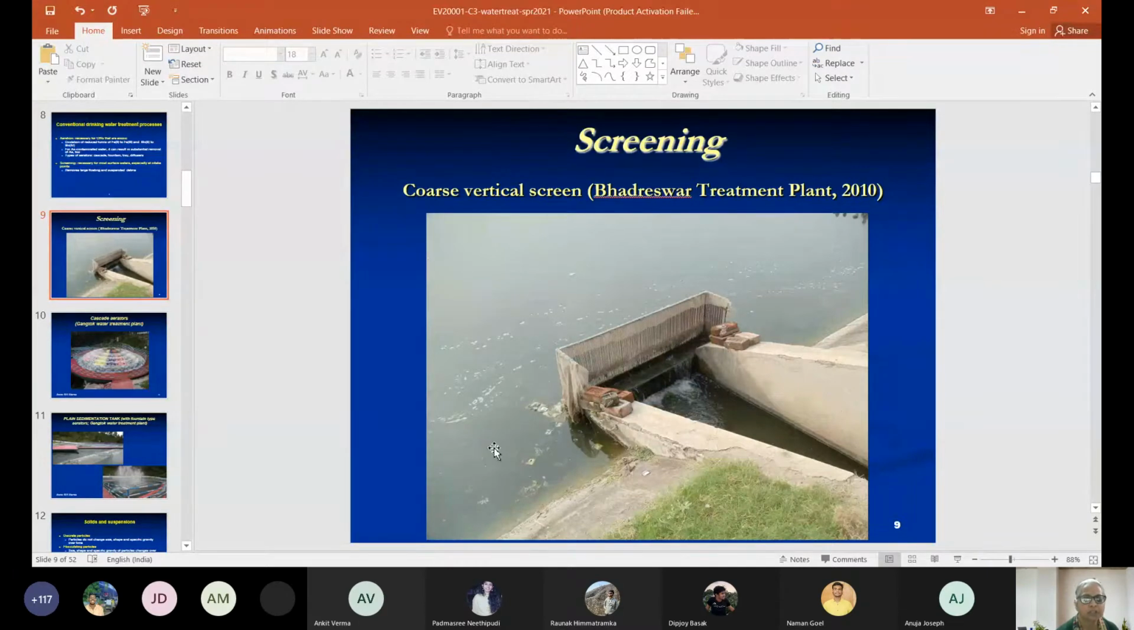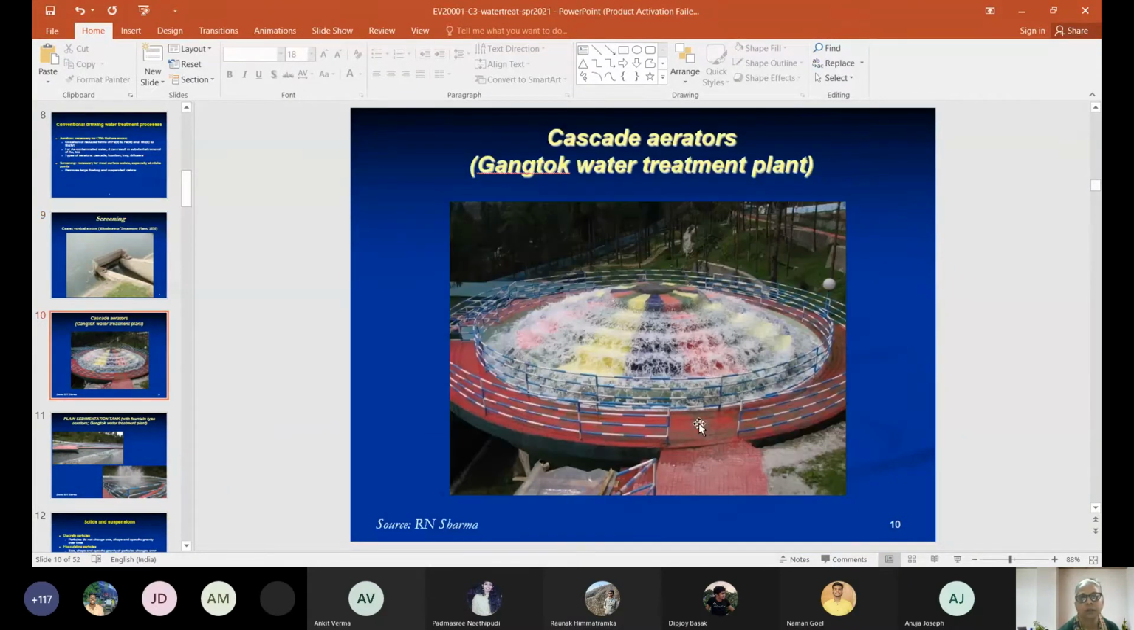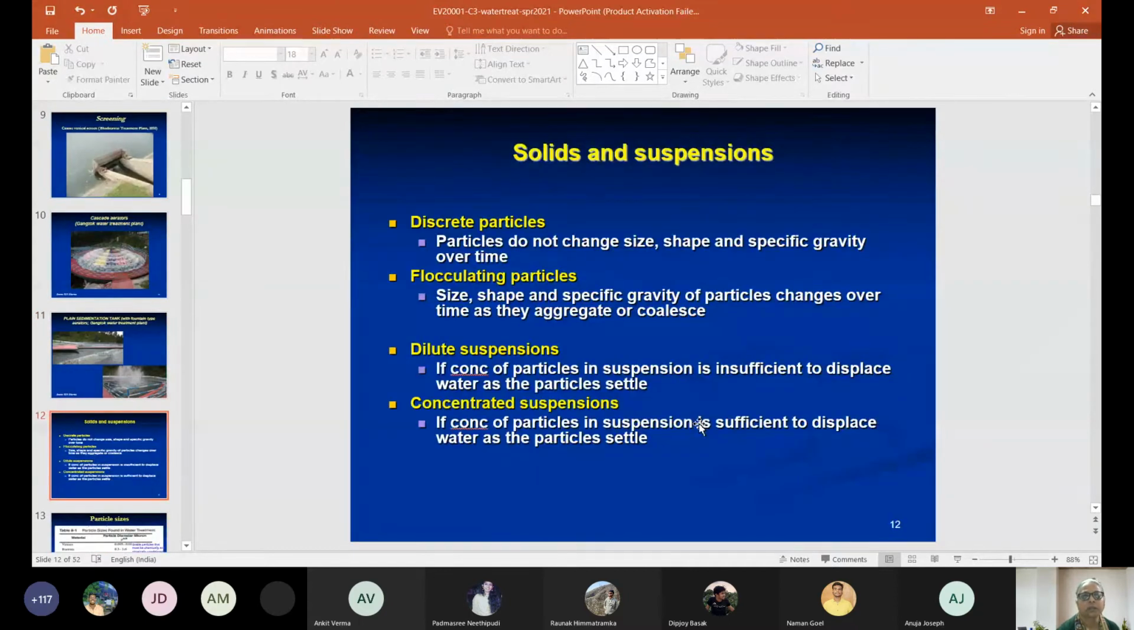You can see the large materials accumulating on the back end, and this water is passing through these vertical bars. This is called a coarse vertical screen, and the water, by gravity, is coming into this channel. Okay, so that's all about aeration and screening.